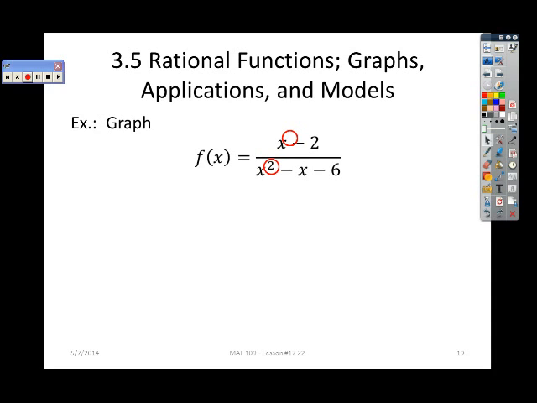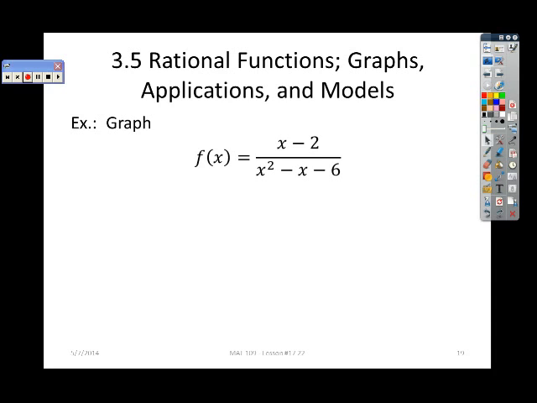Denominator is larger, so it's y equals 0. Doesn't matter how much larger the denominator is. As long as it's larger, it's y equals 0. So we know we have a horizontal asymptote, and there's only one non-vertical, so that's all the non-vertical. We have a horizontal at y equals 0. What else do we know about asymptotes?